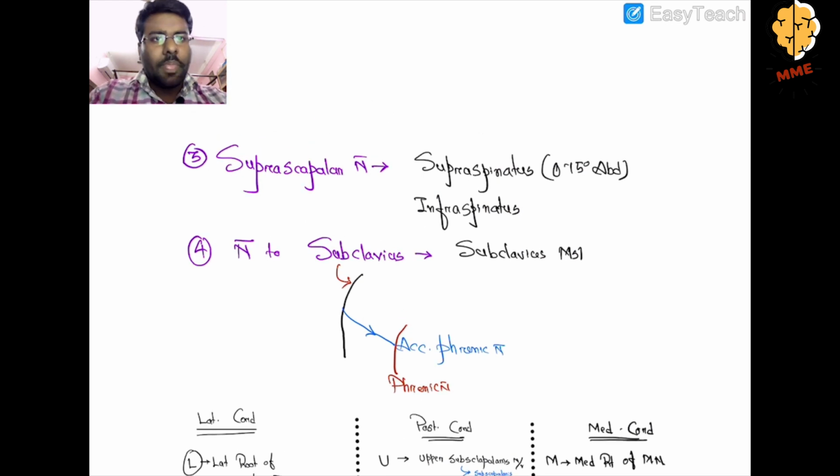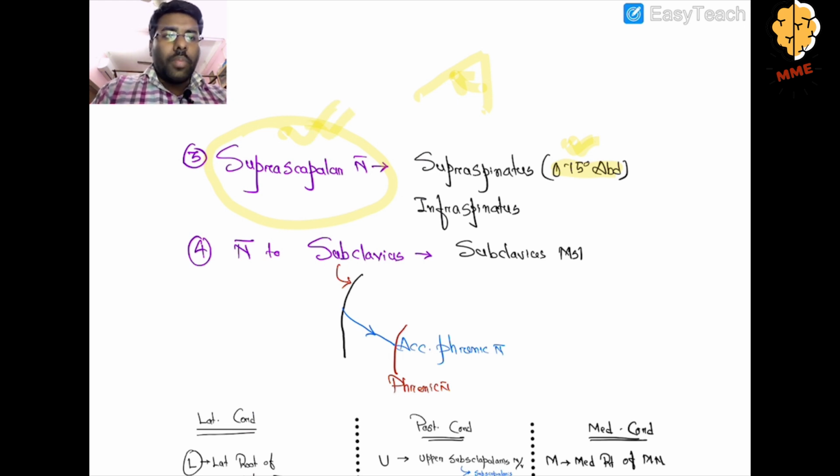What are 3 and 4? 3 is the suprascapular nerve, which supplies the supraspinatus and infraspinatus muscles. The supraspinatus helps in shoulder abduction from 0 to 15 degrees. If there is any problem with the suprascapular nerve, there is a problem in the initiation of shoulder abduction. After the initiation the subject can easily move the shoulder, but there is a problem in the initiation phase.